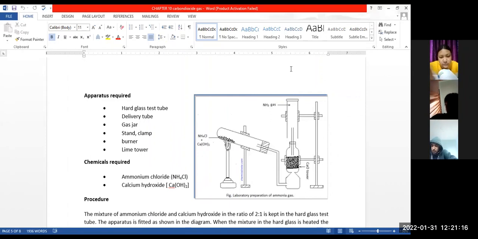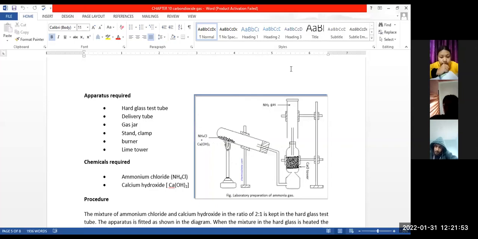Hard glass test tube, delivery tube, gas jar, stand clamp, burner, and lime tower. Good. These are the apparatus, tools required to prepare ammonia gas in the laboratory. The hard glass test tube is made from hard glass, and there is a delivery tube. Another is a gas jar to collect the gas, a stand to hold the gas jar and hard glass test tube. Stands are utilized, and a burner and lime tower, especially, are used here.